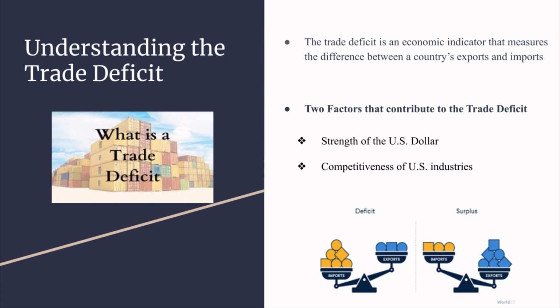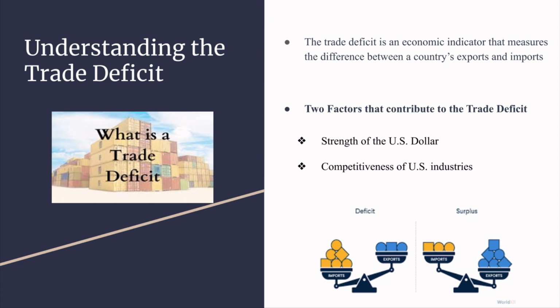One factor that contributes to the trade deficit is the strength of the U.S. dollar. A strong dollar makes U.S. exports more expensive, which can reduce demand for them in foreign markets. At the same time, a strong dollar makes imports cheaper, which can increase demand for them in the U.S. This can create a trade imbalance and contribute to a growing trade deficit.